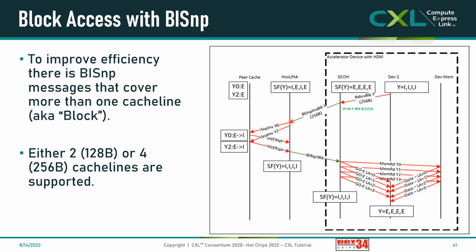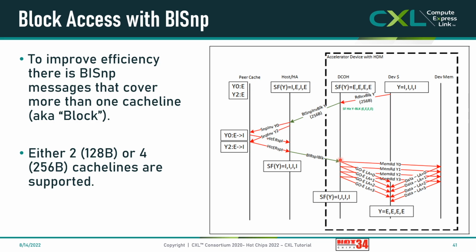The host gets that command, and now it needs to go and invalidate all 4 cache lines within the host. It finds that only 2 are currently cached, so Y0, Y2 in this example. So it sends 2 internal snoops to clean up those 2 cache lines. Once the snoop responses are received back at the host home agent, the host home agent can now send a block response back to the device, indicating that all 4 cache lines are now invalid.